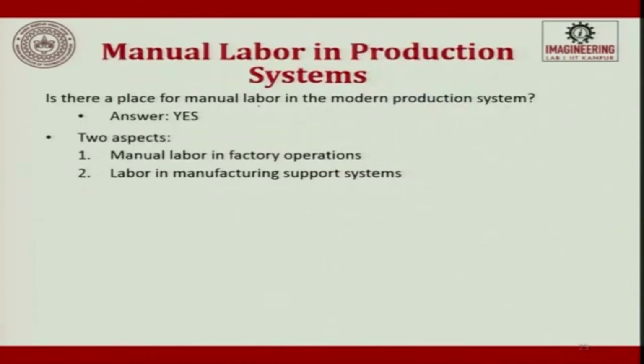Is there a place for manual labor in the modern production system? Yes. Today what has moved is, earlier humans were doing unskilled labor. Today they are being pushed to skilled labor, and unskilled machines have taken over. Skilled machine and man interact and then do.